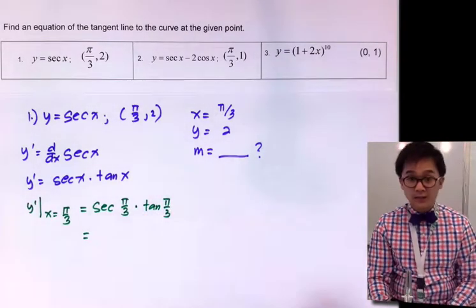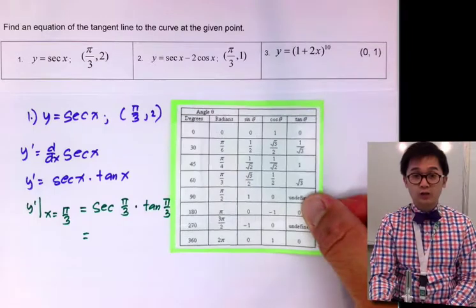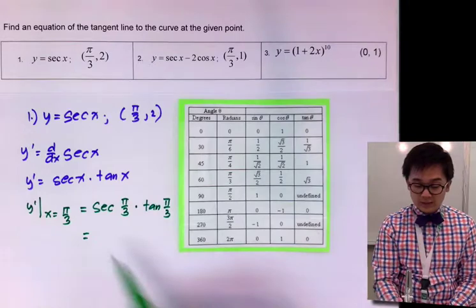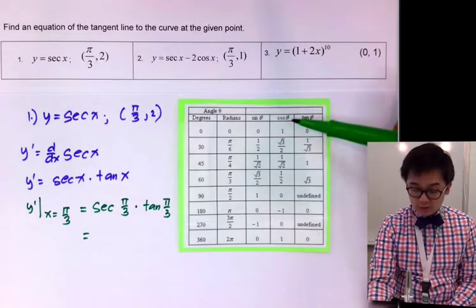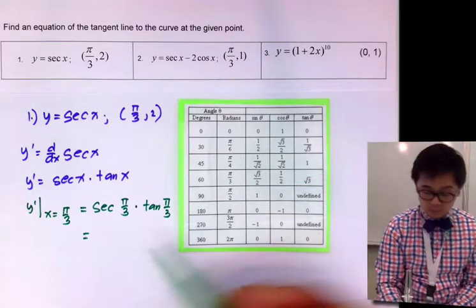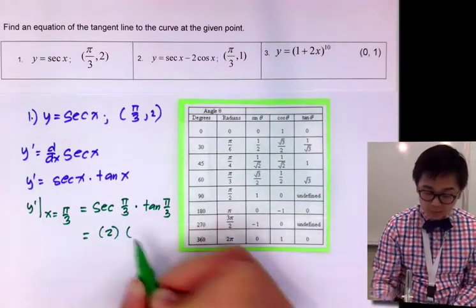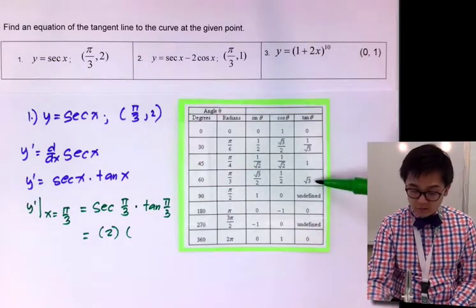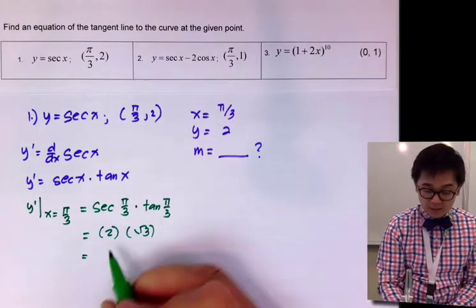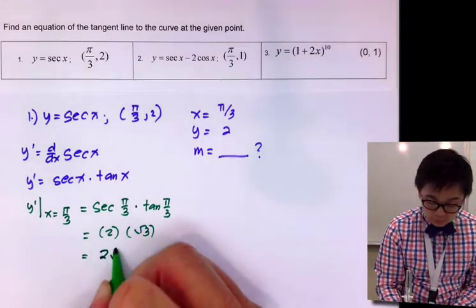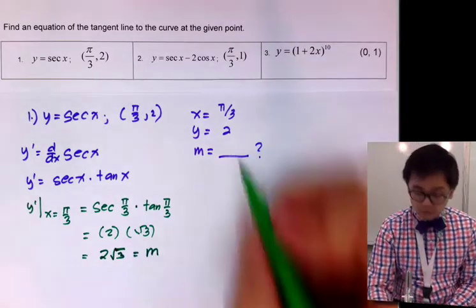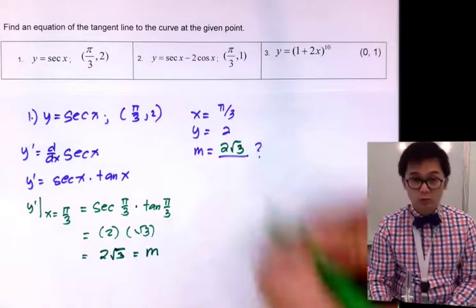At this point in the game, you need to know the values of your unit circle to be able to find the values that we're looking for. Secant is the reciprocal of cosine. So we look at cosine pi over 3, which is 1/2, and get its reciprocal, which is simply 2. We have 2 right here, multiplied by tangent pi over 3, which is square root of 3. This is the value of our derivative evaluated at pi over 3, which is 2 square root of 3, and that is also our slope.